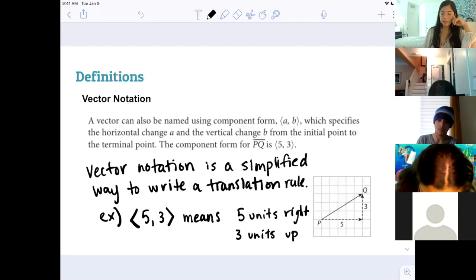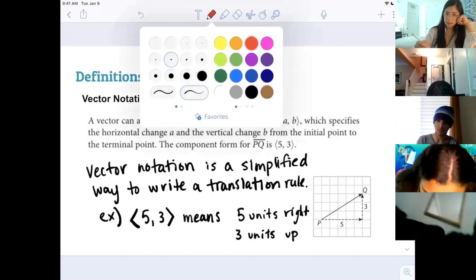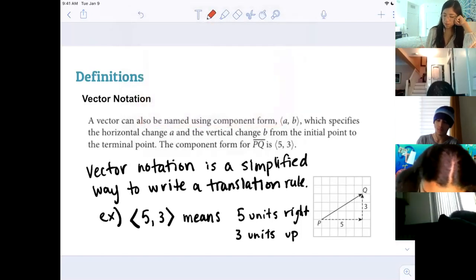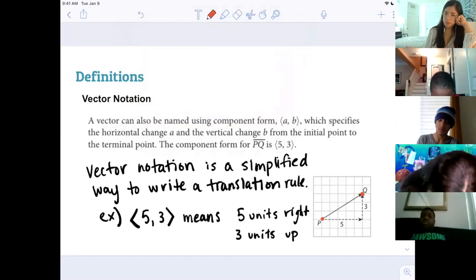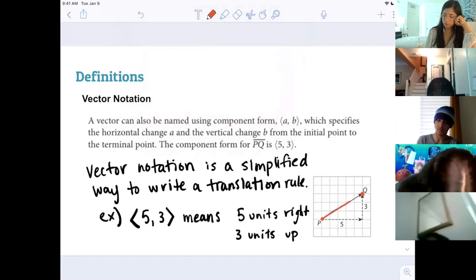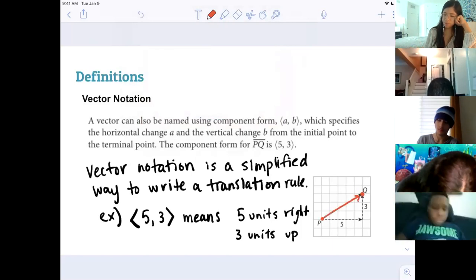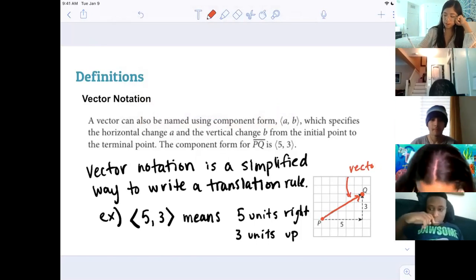Okay. Any questions on vector notation? All right. So you don't have to write this part down, but I just want you to see on the graph, vector notation is kind of like if I start at P and I end at Q. So if I'm going from P to Q, it follows that line that they draw, right? So this is my line that moves P to Q. That line is my vector. So that's why it's called vector notation, because the line that connects them, that's what we call a vector.